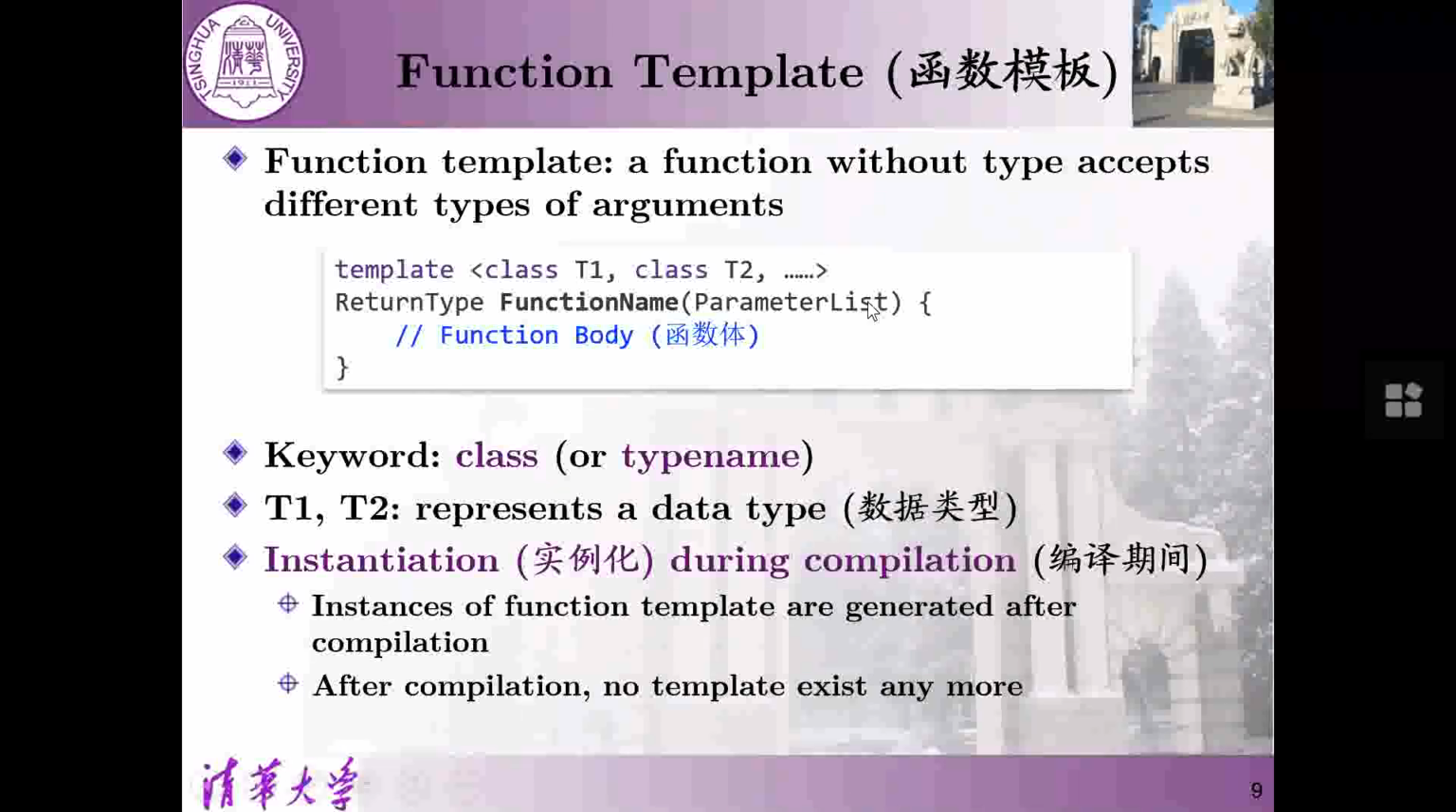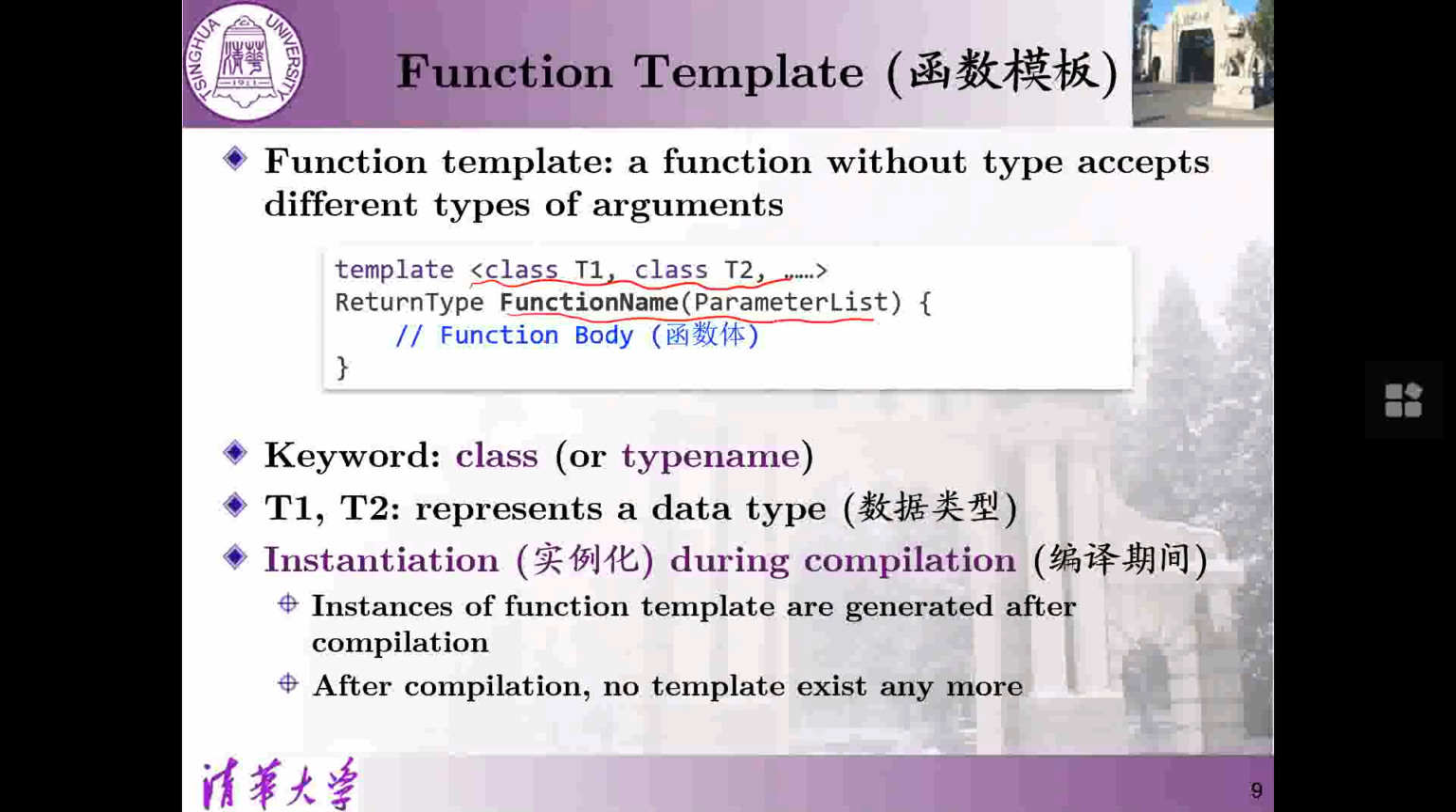Okay, let's start our class today. In our last class, we started the beginning of templates. We learned about the function template. Actually, a function template is a function without type. That means this function template can accept any type. You can provide the type here, and then your function accepts any type of parameters.